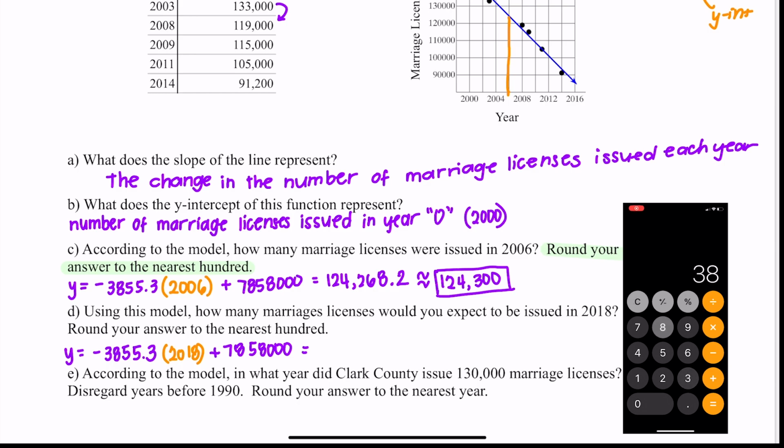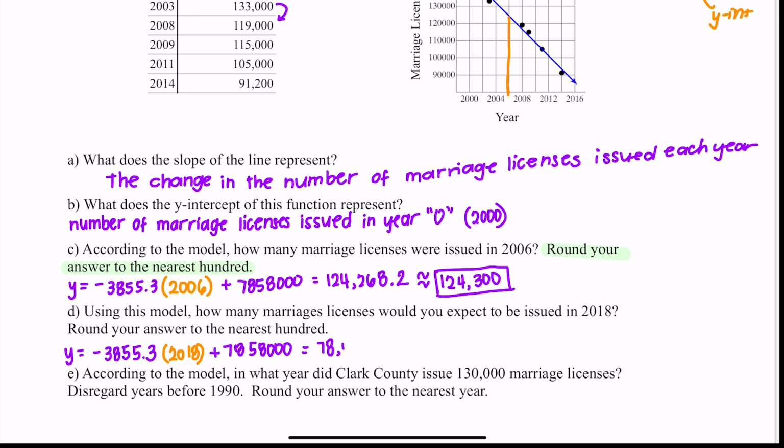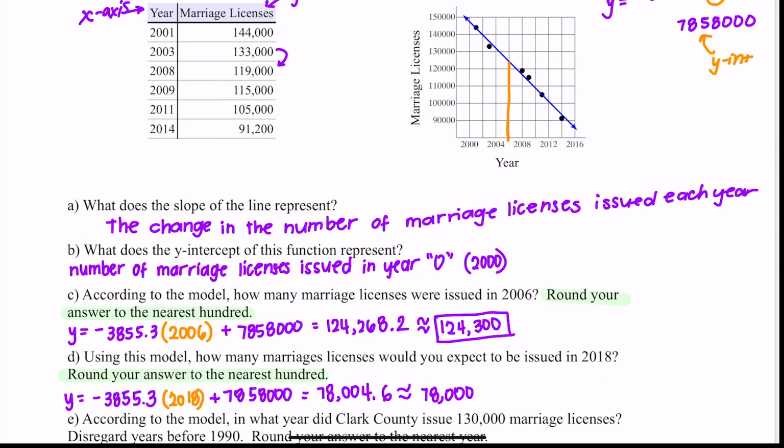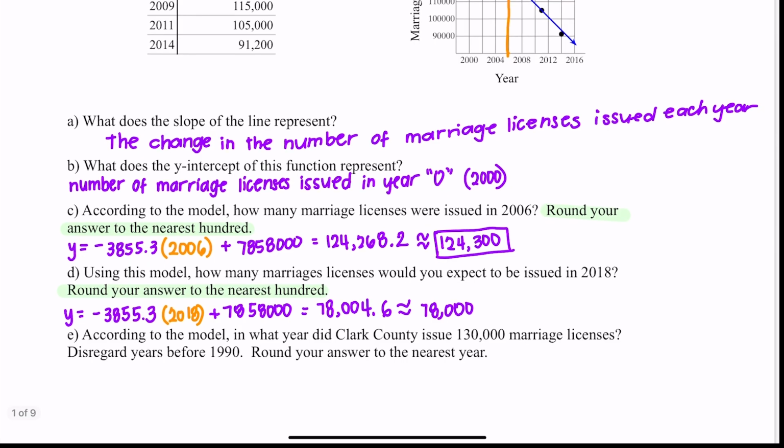So negative 3,855.3 times 2018 plus 7,858,000. That's our y-intercept. It's going to give us our new y value, which is 78,004 and 6/10. And since we are going to round our answer to the nearest 100, it's just going to be 78,000. All right, and I'm going to need to remember to put a box around my answer next time.